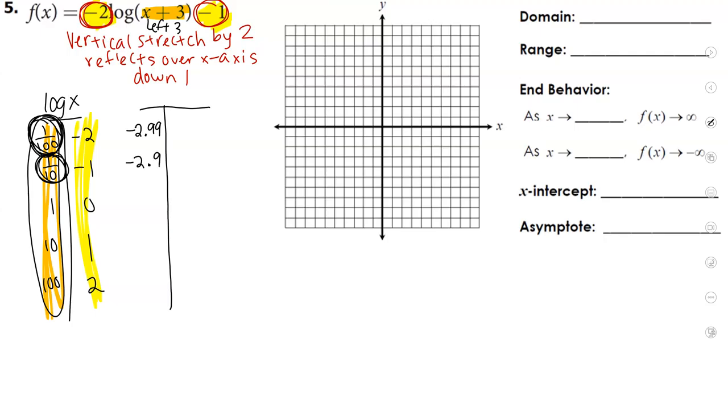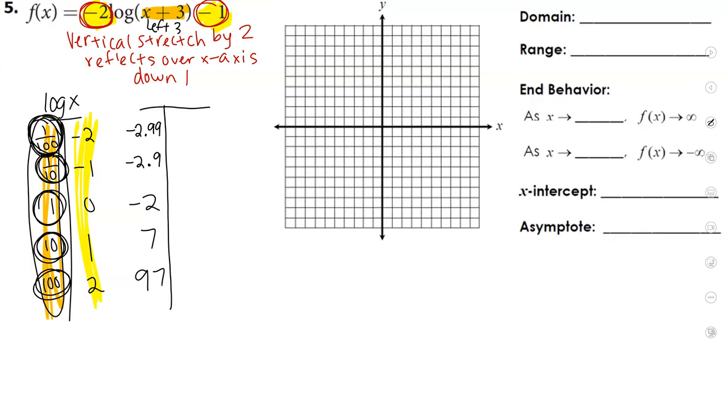Negative 2.9. Perfect. Now the next value is 1. You're going to subtract 3. Next value is 10. Subtract 3. Next value is 100. 97. Okay, so that is how your x values were transformed because our graph went to the left 3 spaces.